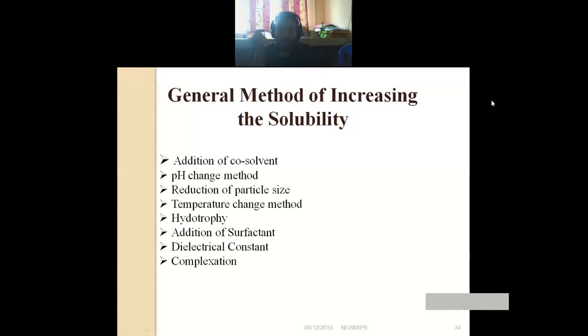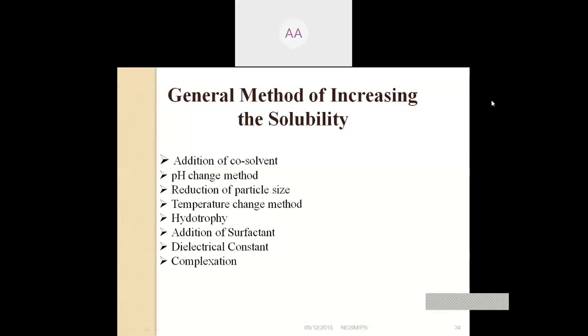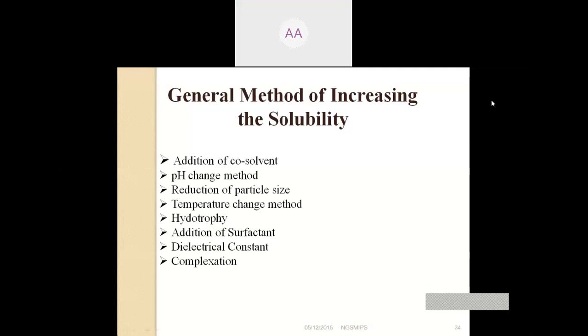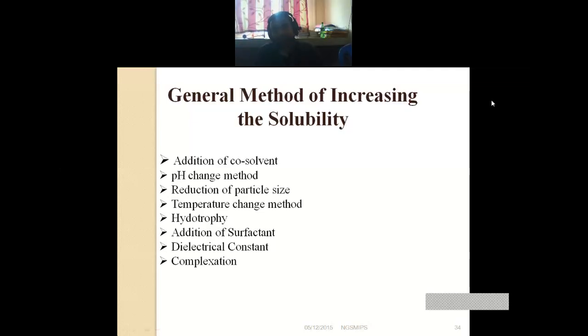Yes, Ambrose, can you repeat it again? I said for drug stability, sir. Solubility is required, but not only for stability. Stability also, it is correct, but it is not only the stability.